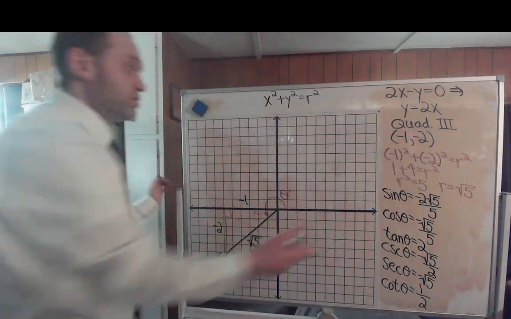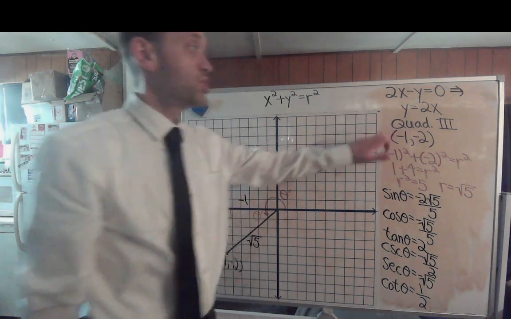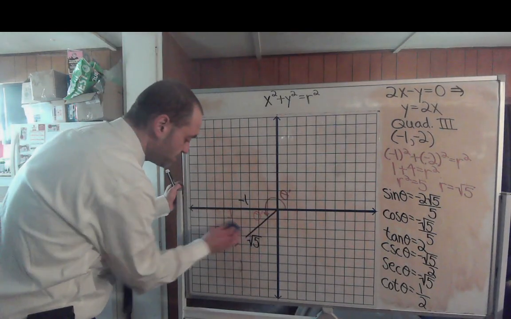So there's all your trig values based on the given information of the line and in which quadrant it lies in. And we got one more exercise, then we're done with the lesson.